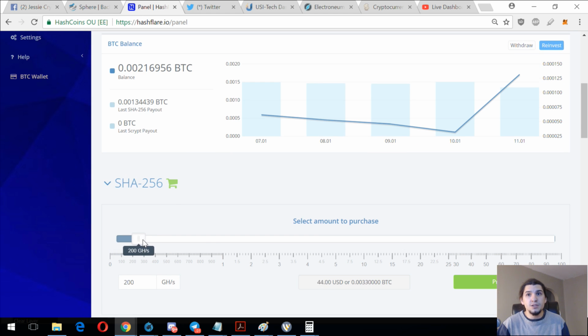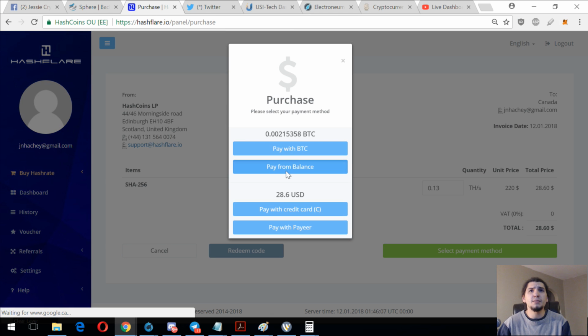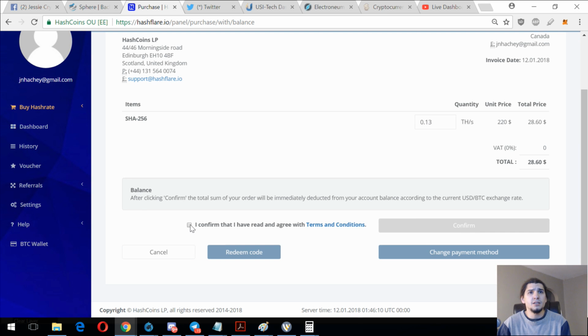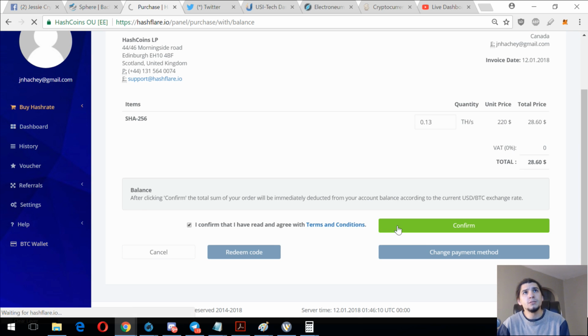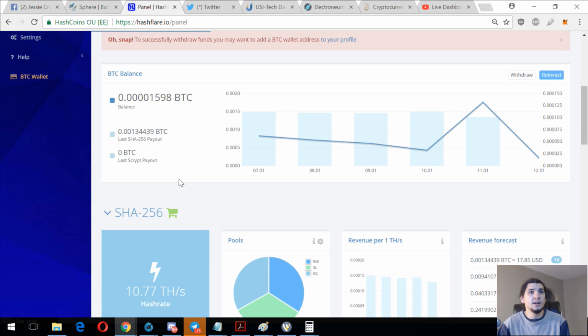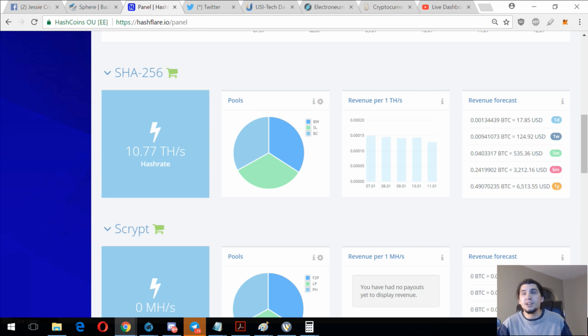So 0.00216, 0.002. Oh, I guess it's a lot less. Oh, that's about $30. Yeah, about $30, right? So anyway, right there. I'm going to buy another 130 gigahashes worth of hashing right now. So it's about $28.60. 0.00214. So yeah, I can cover that. Hit proceed and select payment method, pay from balance, and I confirm. Boom. Let's wait for that to go through. And there we go. So now I've got 10.77 terahashes, all right?